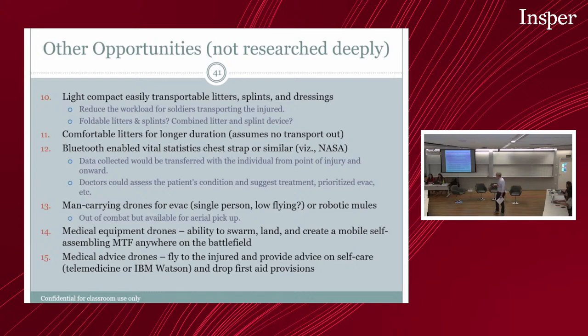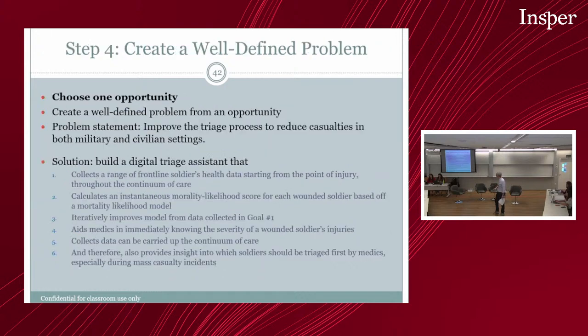The one that they actually chose to work on was triage. So remember what we said: from your opportunities, you pick the one that you want, and there's lots of ways of doing it. Again, we like that upper left quadrant, but there could be lots of things in the upper left quadrant. You still got to pick one. So they did create a well-defined problem from the opportunity: improve the triage process to reduce casualties in both military and civilian settings. Triage, everybody knows what that is?